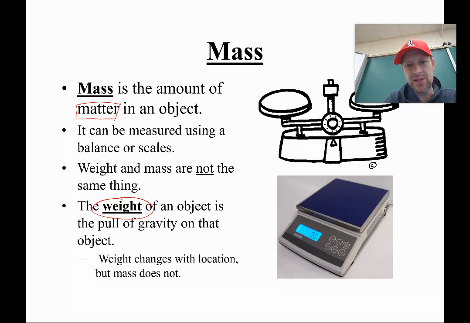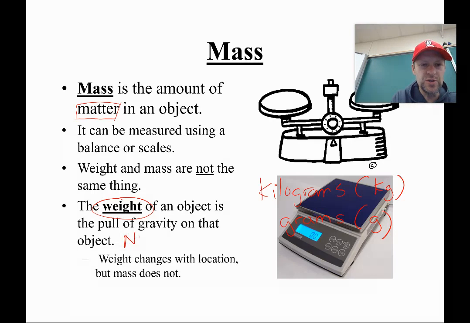Now, in mass, the standard international unit is kilograms, which is the symbol kg. But in chemistry, since you usually are dealing with small amounts of things, you usually use grams, which is the symbol g. Weight is actually measured in newtons. And you won't get into how to measure newtons until you get into grade 11 or 12 physics. Weight changes with location and mass does not.